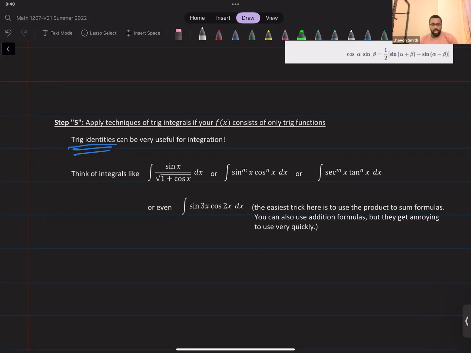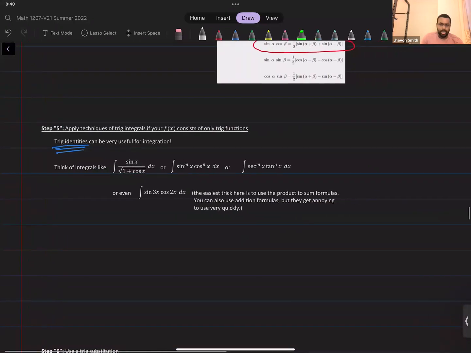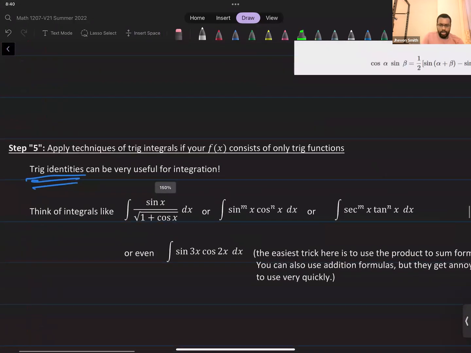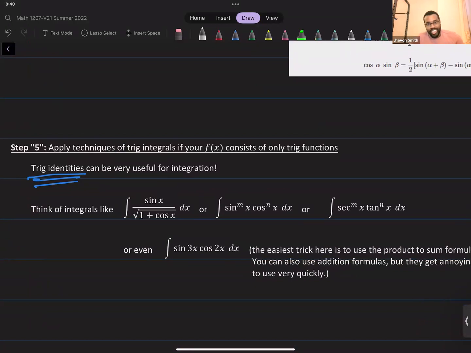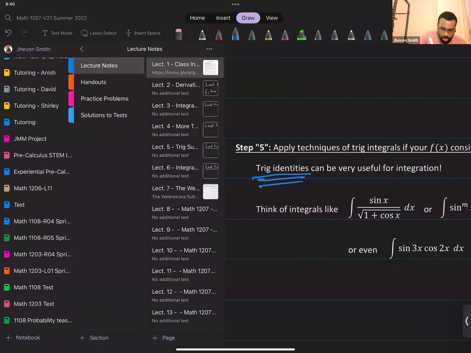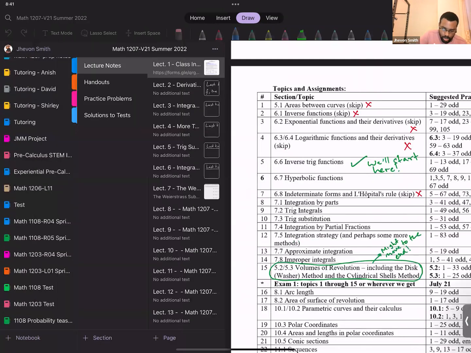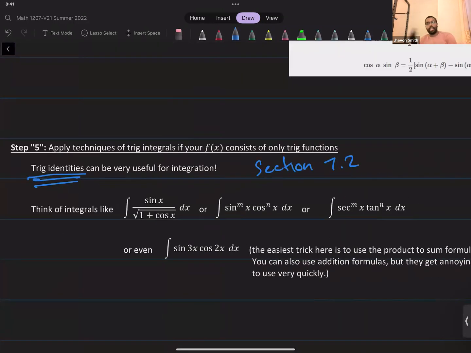I think the trig integrals were more straightforward in some sense in knowing when they can apply. It's easy to identify. It's when you literally have a function of trig functions, right? Like you can see the trig in it, then you would apply these techniques. So this is from section 7.2, I want to say. But that's all a matter of applying trig identities or using a substitution to get to a trig identity.